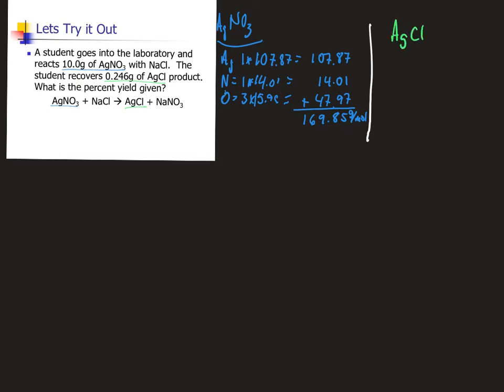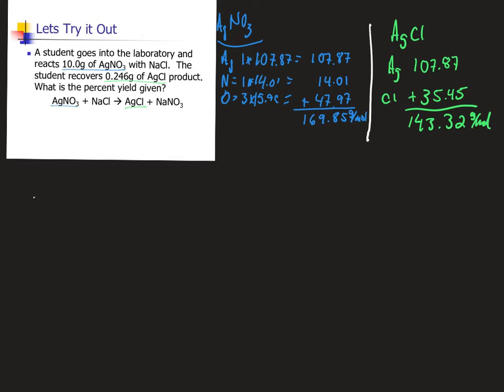Now that is going to be different than the silver chloride that I need to find. Silver and chlorine, since they're ones, I can just utilize their atomic masses and not need to multiply, and I'll just end up having to add them together to give me what I need. Adding those up together to give me 143.32 grams per mole.